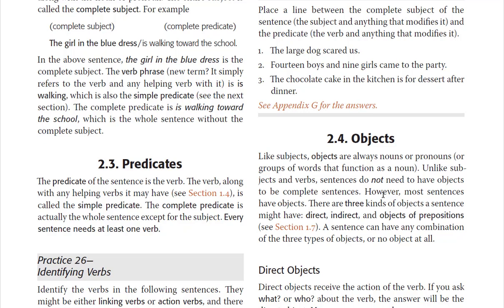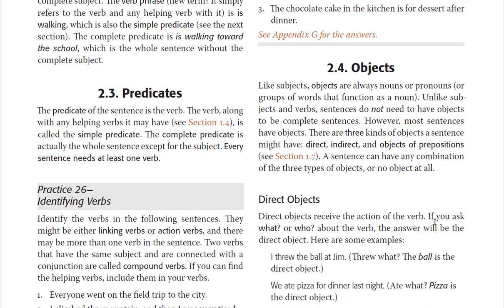So that's why sometimes you can have a sentence with no objects. There are three kinds of objects in a sentence. You've got the direct object, indirect object, and objects of preposition. A sentence can have any combination of these three objects, and all of these objects come after the verb.